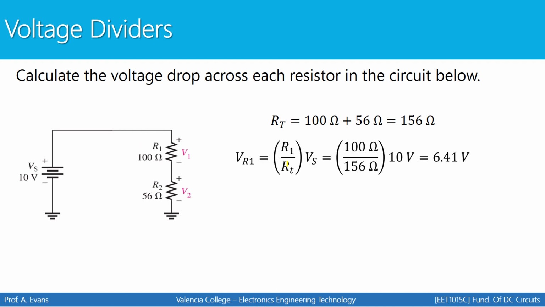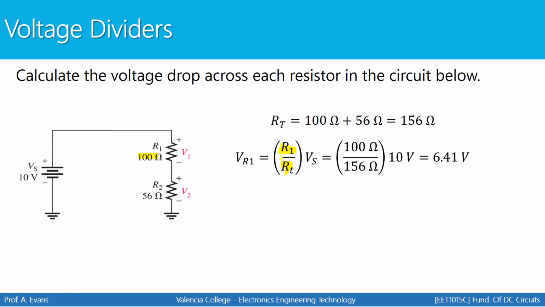Now we're going to use that general voltage divider formula first to find the voltage across R1. So we're going to set this up by putting the value of R1 in the numerator and the total resistance in the denominator. This is really important. The numerator has to be the resistance value for the resistor that you want the voltage for. If I want the voltage for R1, my numerator needs to be R1.